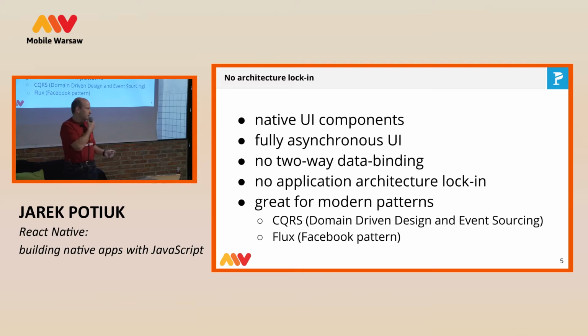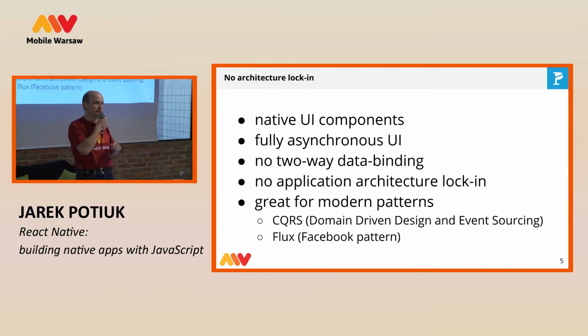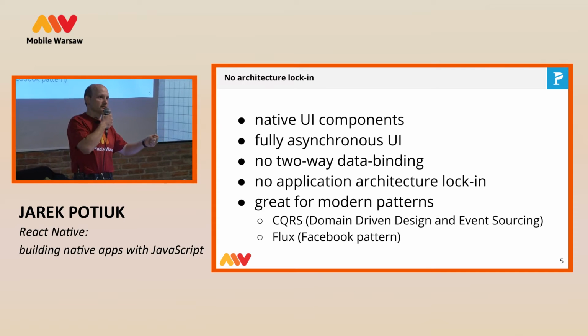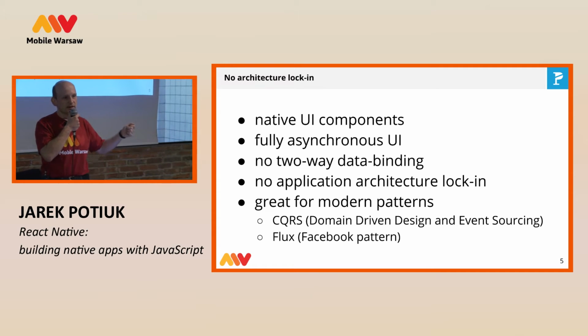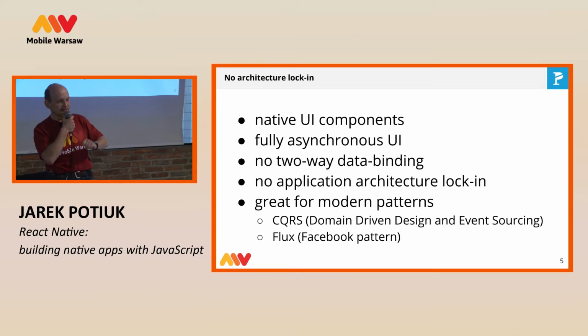And it's very good for modern patterns of application development, such as if you do domain-driven design. There is this pattern of CQRS. I don't even remember what it stands for. Query is the Q. But it's basically pretty much what React Native implements. It's very good because it's fully asynchronous and you can send your data to something and get results.